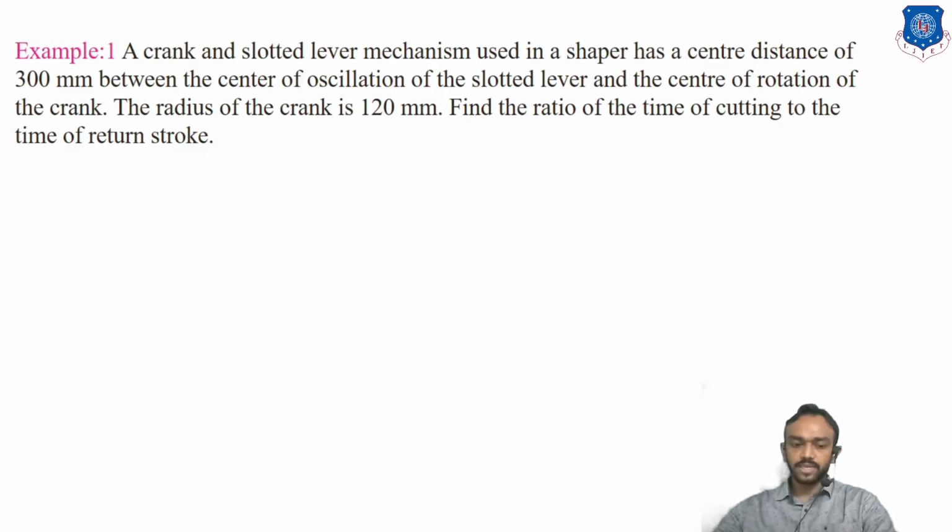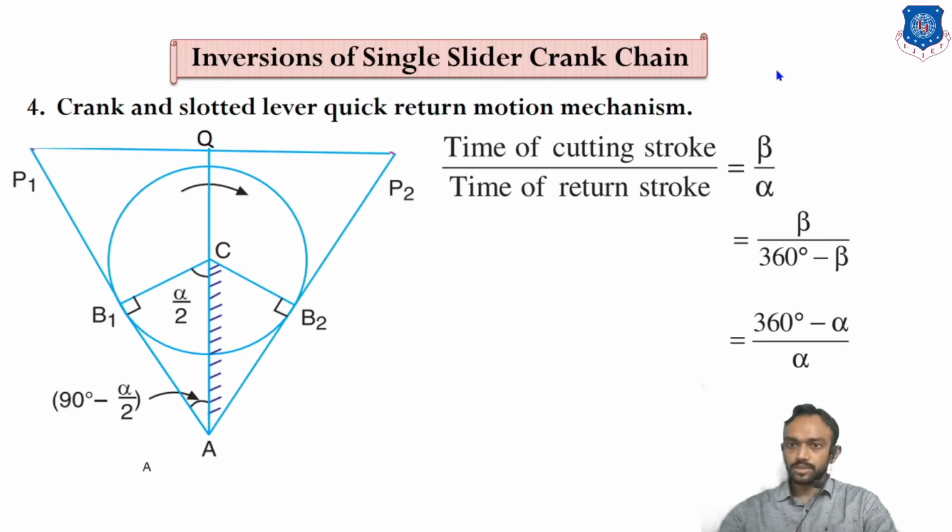As you can see in the given data, the crank and slotted lever mechanism used in a shaper has a center distance. Before going further, check what the distances are. Center distance means, you can see, this is the center of the crank. This crank is rotating with respect to this point C, and this A is the center of this lever, because this lever moves with respect to this center, and the crank rotates about the center C.